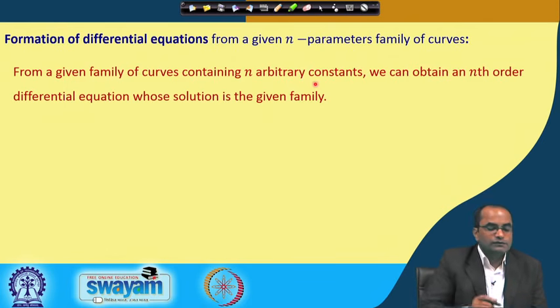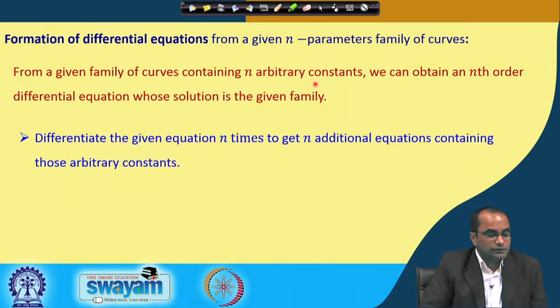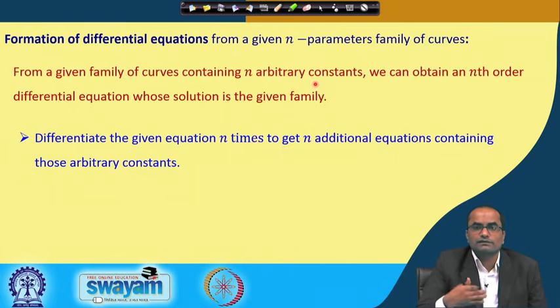From a given family of curves containing n arbitrary constants, we can obtain an nth order differential equation whose solution is the given family. So, the order of the differential equation depends on how many parameters the family has. How do we get this? We differentiate the given equation n times and we get n additional equations. There was a given n parameter family equation, and we keep on differentiating it.